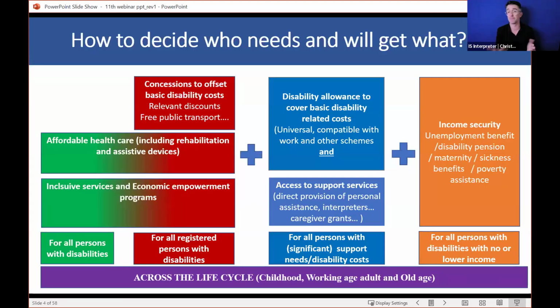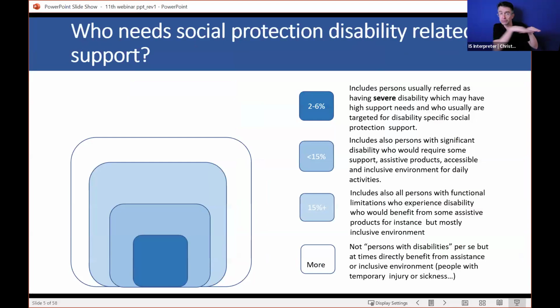And one of the key questions that governments and OPDs, Organizations of Persons with Disabilities, have is how do we decide who needs and who will get what? So we have a diversity of benefits for income security, for disability-related costs, connected to other services. How do we decide by which mechanism who should get what? And this is where disability identification, assessment, and certification come into place.